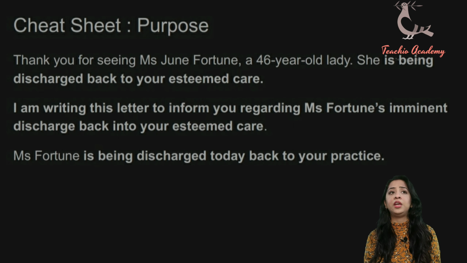Or I can use a variation. I can write, I am writing this letter to inform you regarding Miss Fortune's imminent discharge back into your esteemed care. Or we can just write, Miss Fortune is being discharged today back to your practice. Notice the tenses that we have used. Being discharged, I am writing. Let's not make that mistake in the exam tomorrow.